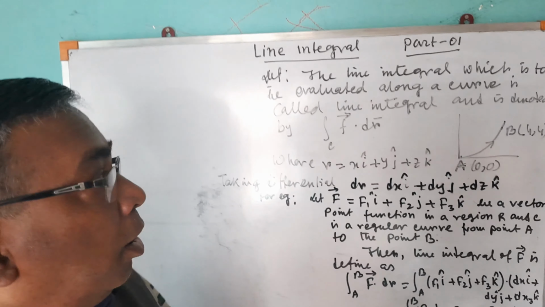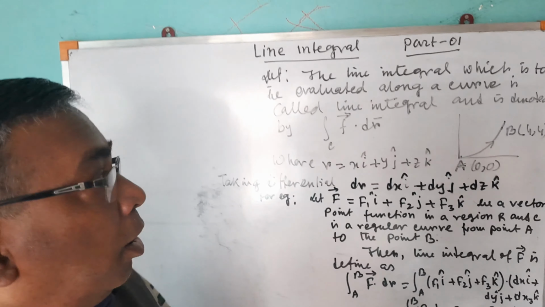The line integral, which is to be evaluated along a curve, is called the line integral and is denoted by integral over C of F dot dr. So what is actually dr? What is actually r? r equal to xi plus yj plus zk. So if we take the differential of this, that is dr equal to dxi plus dyj plus dzk.